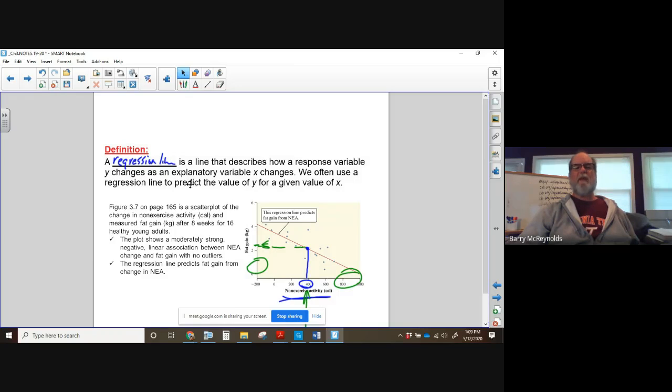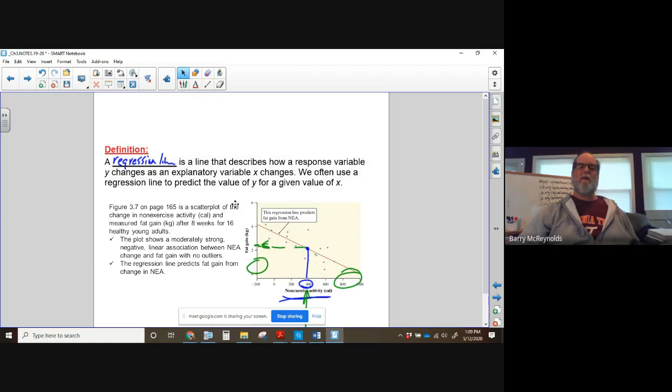And we'll use it to predict values of y for a particular value of x. And that's what I've kind of highlighted in this graph here. If we wanted to know what the value of fat gain is for an exercise level of 400 calories, well, then if we've got the graph, we draw a vertical line up until it intersects this regression line, and then we draw a horizontal line over, and then that's our prediction.